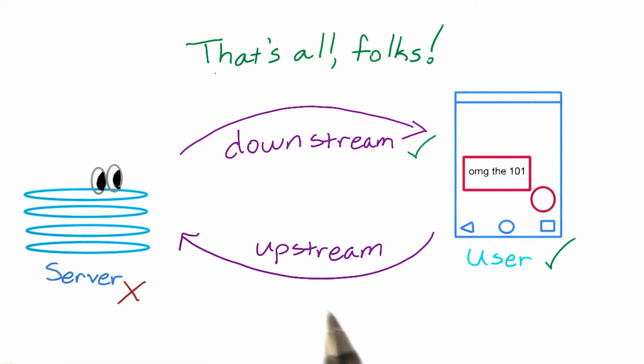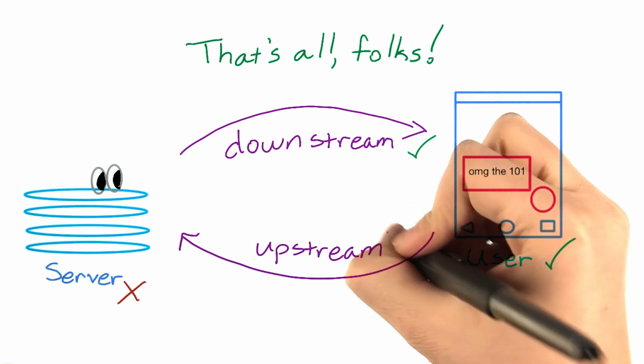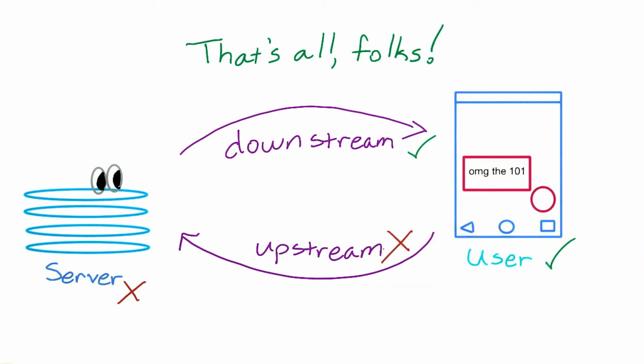You also might be wondering about when the device wants to send a message to the server. Although I didn't cover it, Google Cloud Messaging does support this, and you can learn more from the documentation.